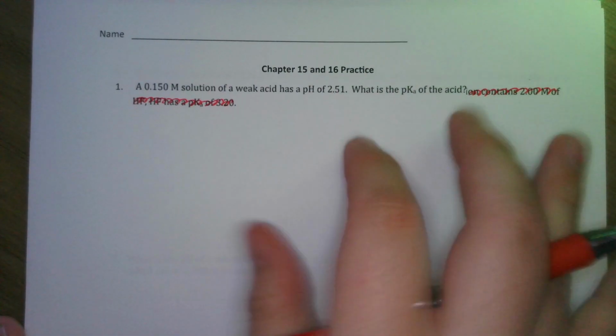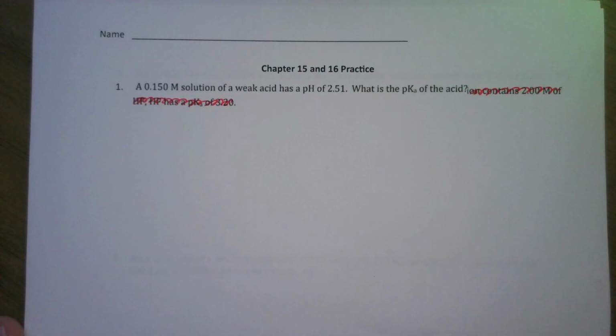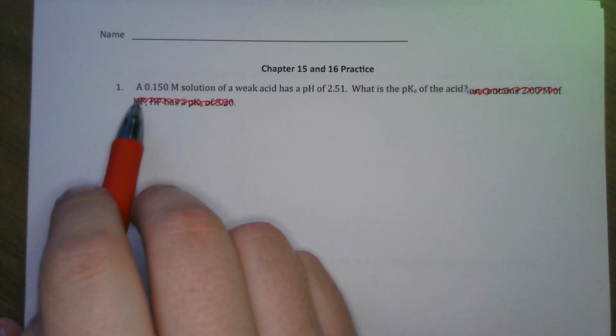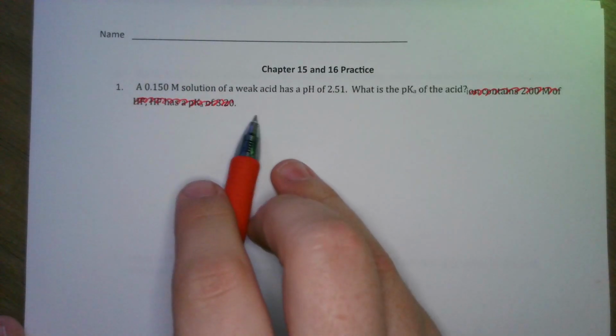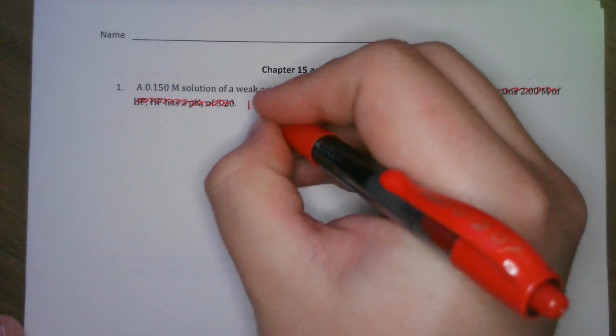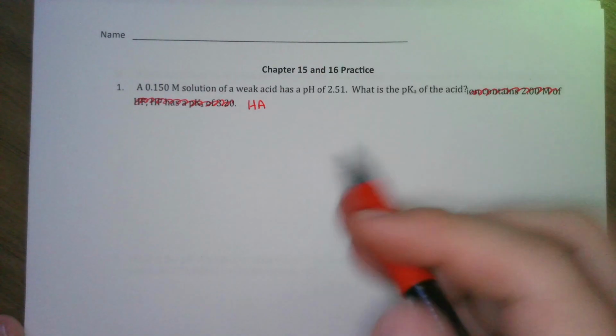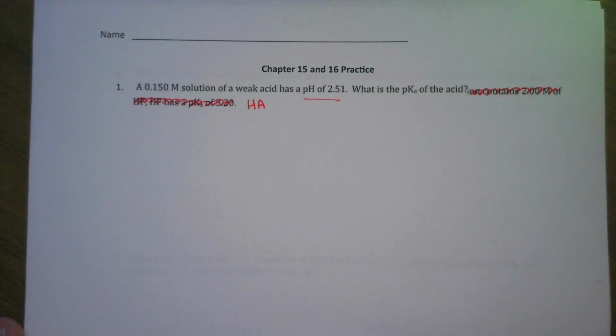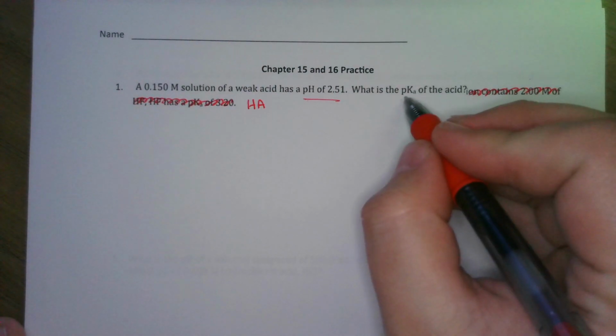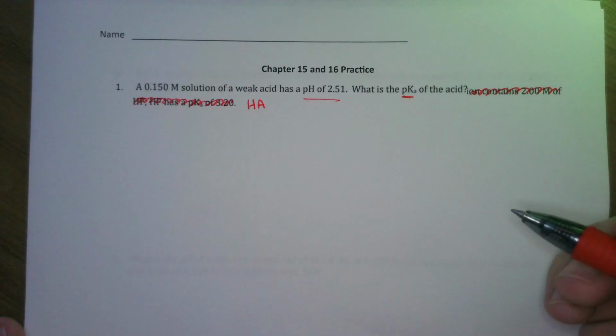This first one, I have a bit of a typo, so just don't worry about what I scribbled out. I'm just going to start reading it. 0.15 molar solution of weak acid. Okay, it doesn't tell me what acid it is, but it does tell me it's weak. So I like to use HA to represent a weak acid. And it tells me its pH. Okay, and I want to know what the pKa of this acid is.